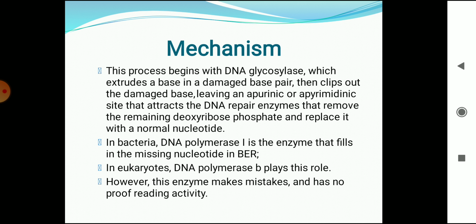In bacteria, DNA polymerase I is the enzyme that fills in the missing nucleotide in BER. In eukaryotes, DNA polymerase beta plays this role. However, this enzyme makes mistakes and has no proofreading activity.